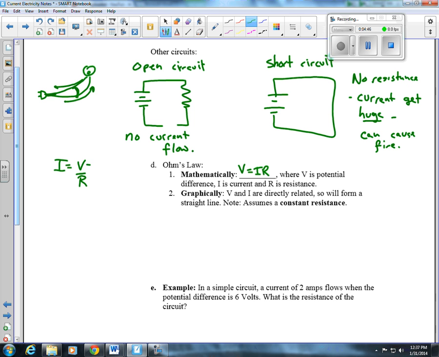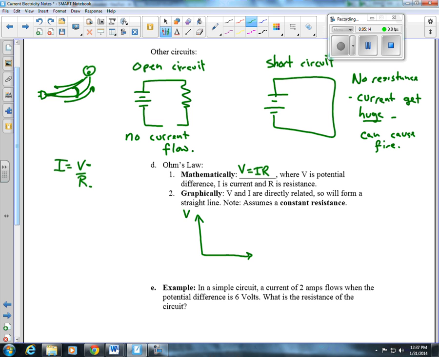The bigger the voltage, the greater the current. That makes sense. The more energy I'm putting into it, the more current I'm going to get. And the bigger the resistance, the less the current. They're indirectly related, or inversely related. And that makes sense. More resistance to current, it's harder for the electrons to flow through, so the current is going to go down. Now, graphically, V and I are directly related.